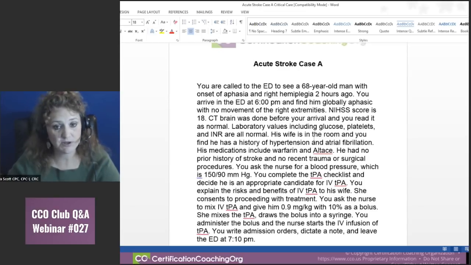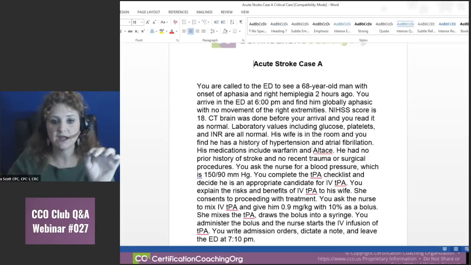He's going to be able to verbalize, but nobody's going to be able to understand what he's saying. So it's very important that you know now that the facts that we looked at on the guidelines, if the patient can't verbalize and you state that they can't verbalize, then the time spent talking to the family is counted, right? So now we know wife's in the room, and you find that he has a history of, so she's getting the history from the wife.